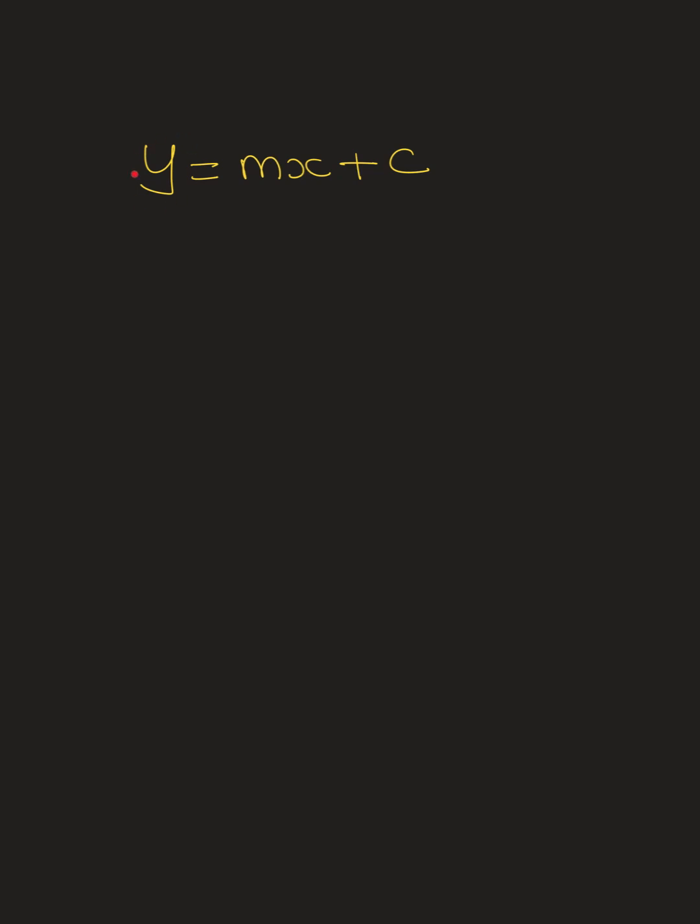So y is the value that is given to you that is to be plotted on the y-axis. x is the value that is given to you that is to be plotted on the x-axis. m is what we call the gradient or the slope of the graph. Okay? And c is what we call the y-intercept.